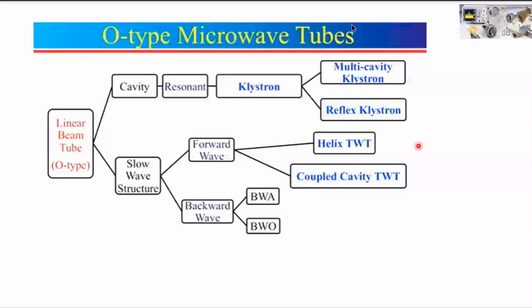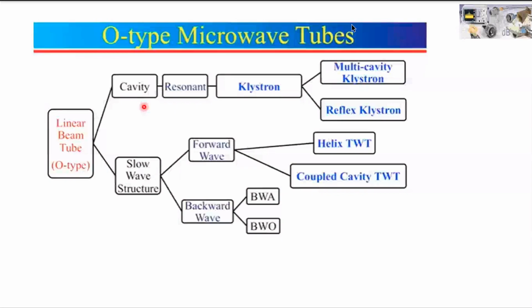So we can see here linear beam tubes. I told you linear beam tube is generally called an O-type tube, because we have to discuss this thing in detail. So we'll see here linear beam tubes are of two types. Here you can see what that is: cavity type and slow wave structure type.